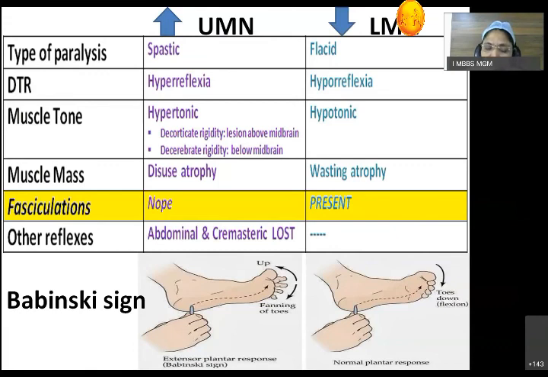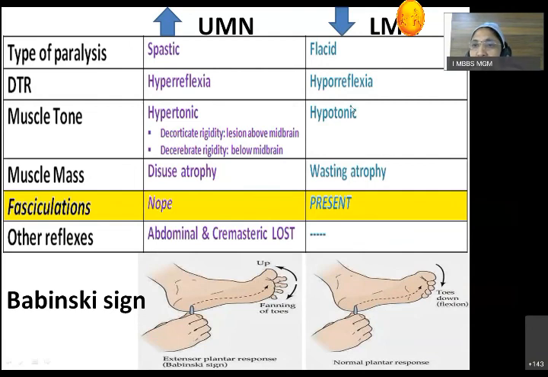Babinski's sign is positive. What is Babinski's sign? If you stroke the sole from lateral to medial, normally there is flexion, plantar flexion of all the toes. But in upper motor paralysis, everything is up. The thumb goes up, that is dorsiflexion of the big toe, and there is fanning of the other toes. That is known as Babinski's sign.